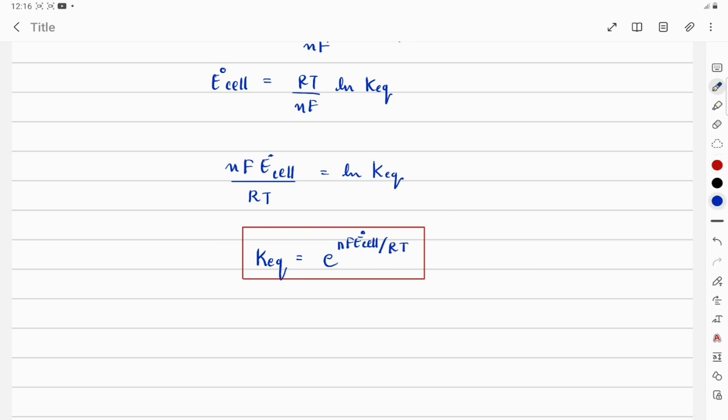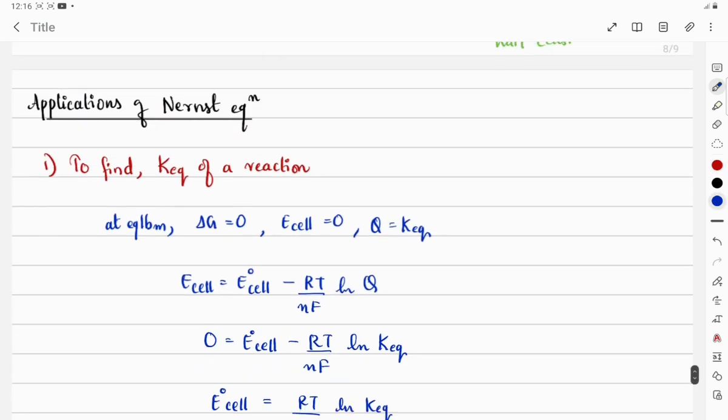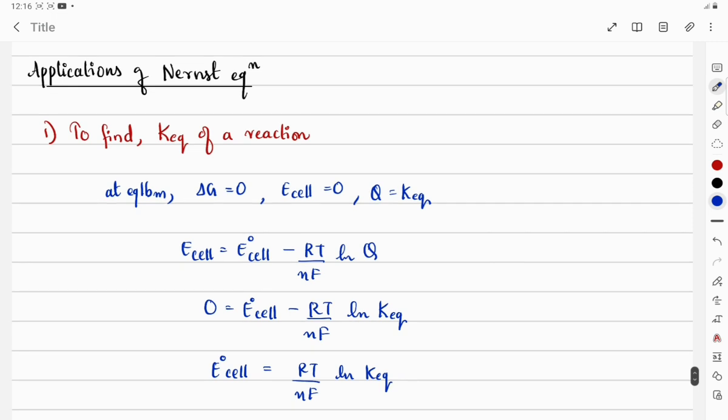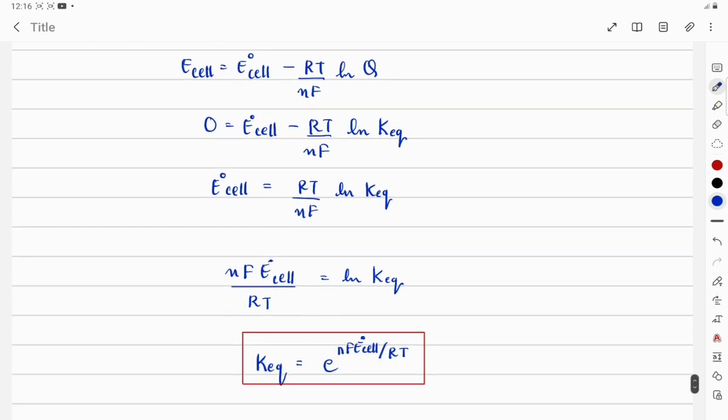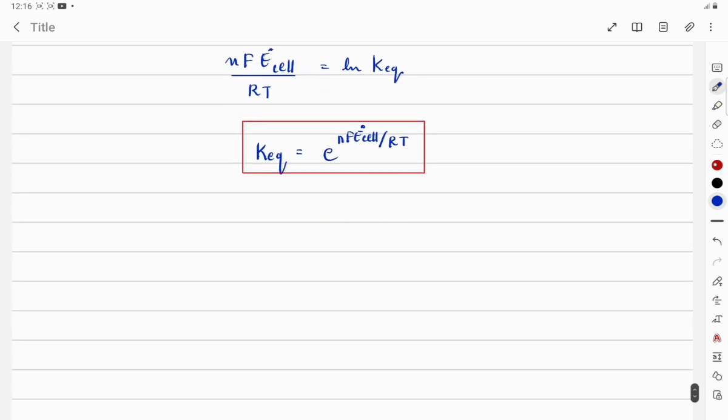Okay. Now let's move to the second application of the Nernst equation, which is to find the solubility product of a sparingly soluble salt. The second one is to find the solubility product. How do we represent solubility product? As KSP. So to find the solubility product of a sparingly soluble salt.